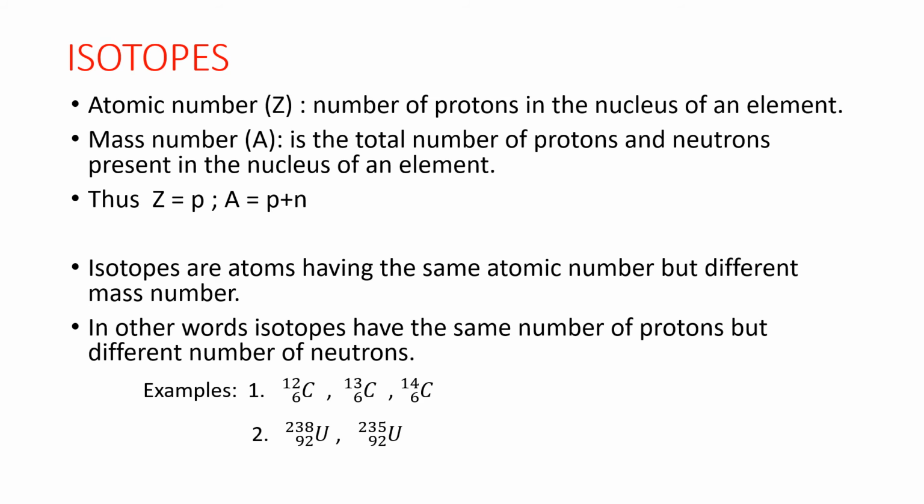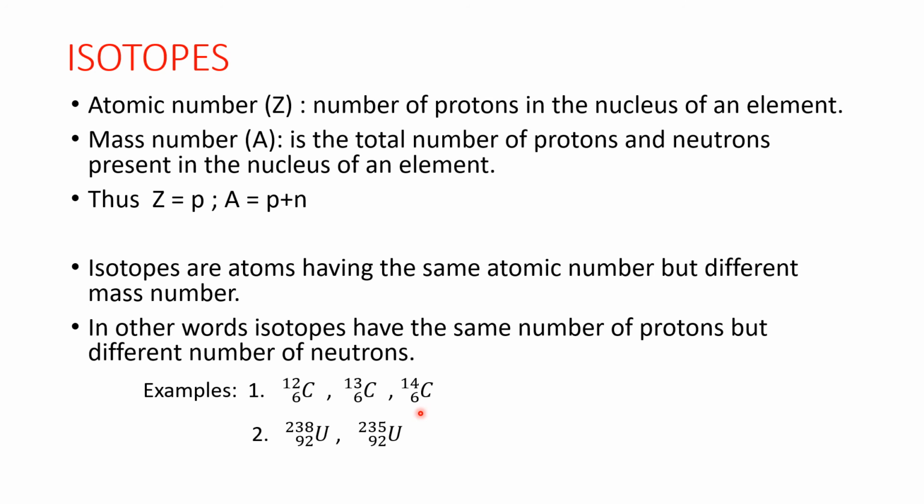Then what are isotopes? Now isotopes are atoms which have the same atomic number but different mass number. In other words, they have the same number of protons and different number of neutrons. Now what is the implication of this? We will take three examples: C-12, C-13 and C-14, each with atomic number 6.